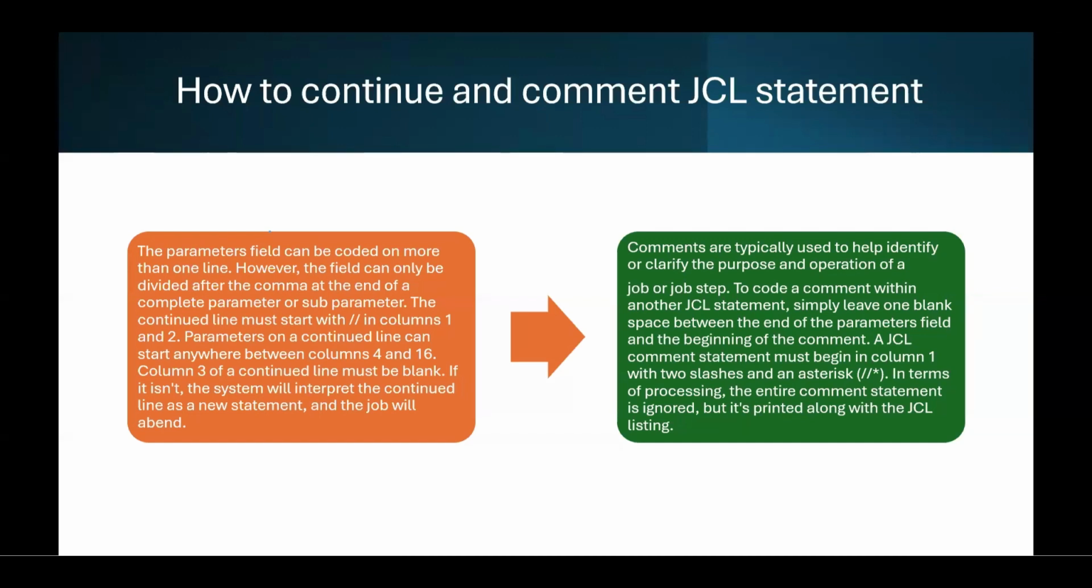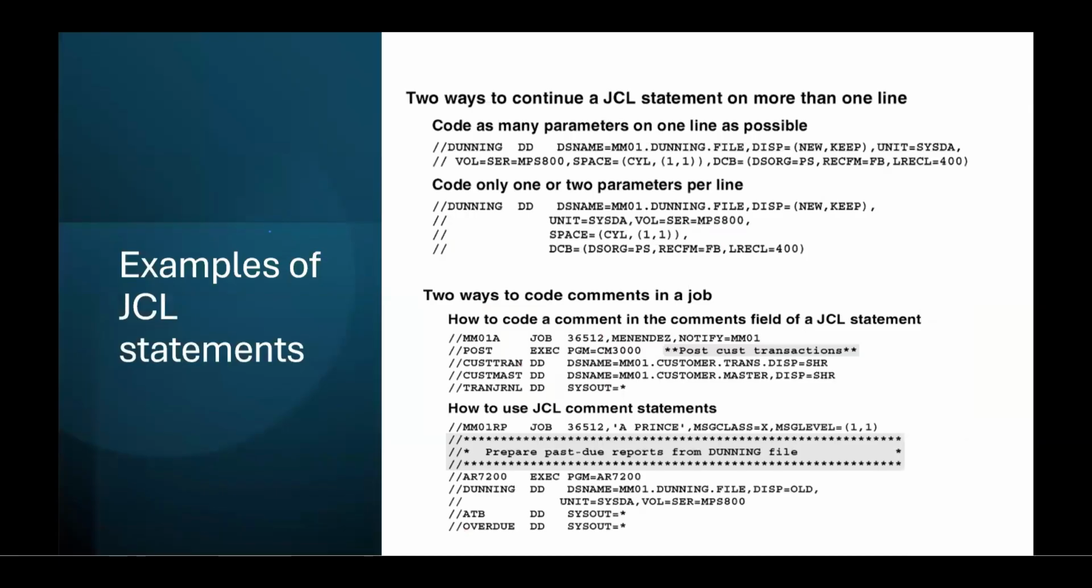And the next one is comments. Comments are typically used to help identify or clarify the purpose or operation of a job or a job step. To code a comment within another JCL statement, simply leave one blank space between the end of the parameter fields and the beginning of the comment. A JCL comment statement must begin in column 1 with two slashes and an asterisk. In terms of processing, the entire comment statement is ignored, but it's printed along with the JCL listing. Okay, so the next topic is how you can comment any particular line.